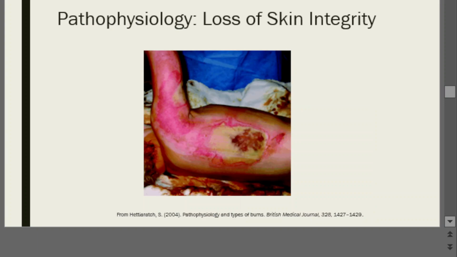And then another pathophysiology of a burn is loss of skin integrity, right? And we went over these zones of coagulation and their potential for repair, but we need to know that the loss of skin layer results in loss of vital functions, including thermoregulation and protection against infection and insensible fluid loss.